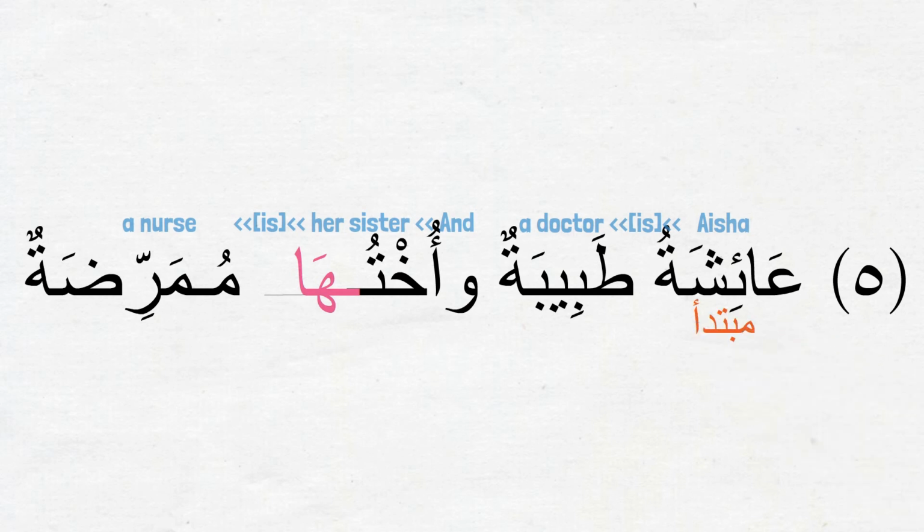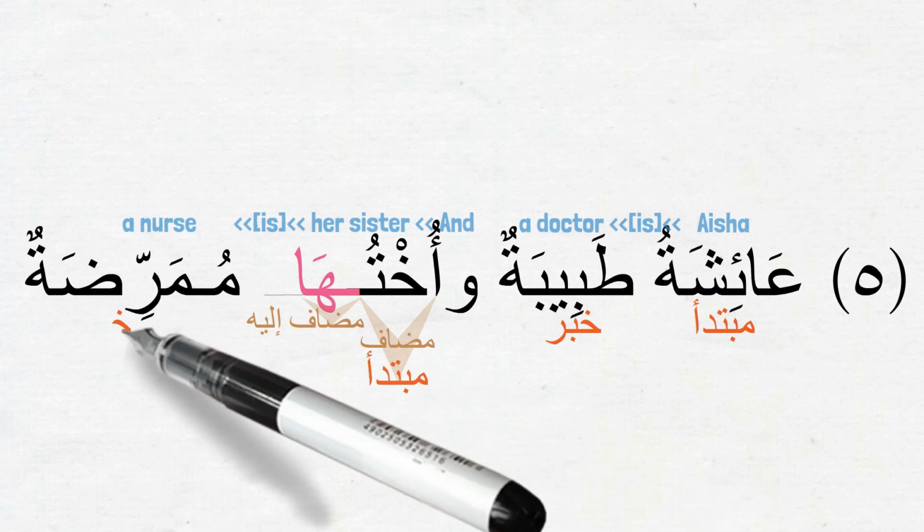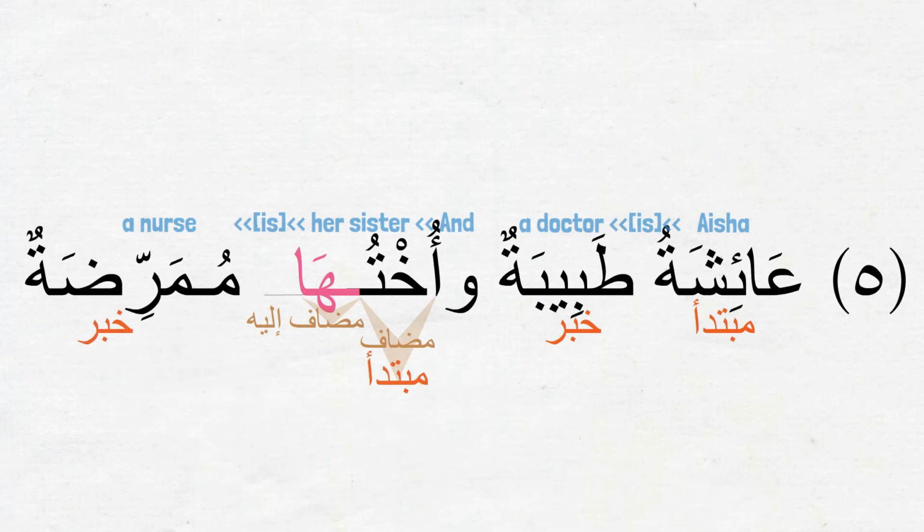عائشة is the مبتدا of the first جملة اسمية. طبيبة is its خبر. After the حرف و, أختها is the مضاف and مضاف إليه. And only the مضاف أخت is the مبتدا. ممرضة is the خبر of the second جملة اسمية.